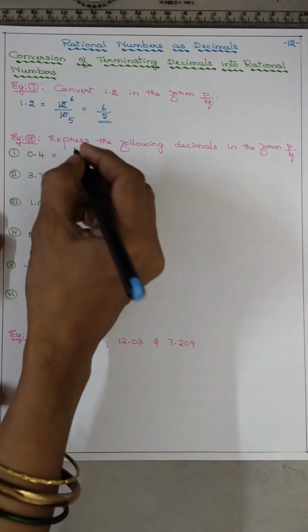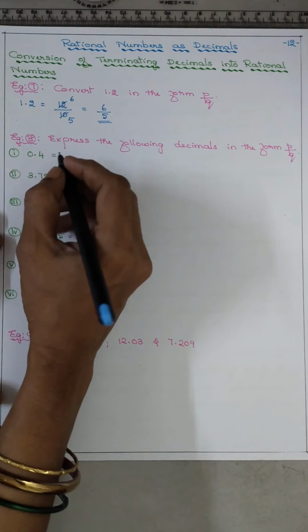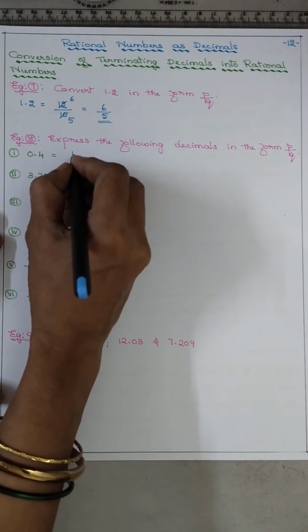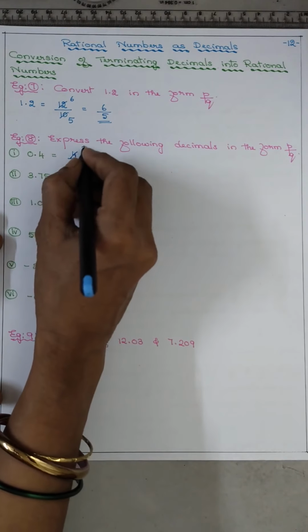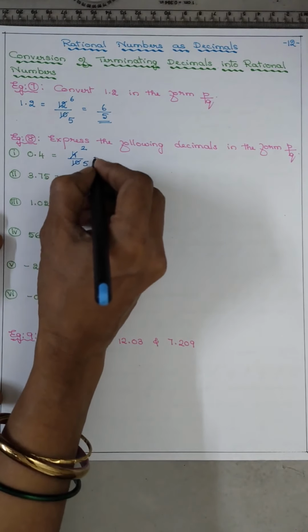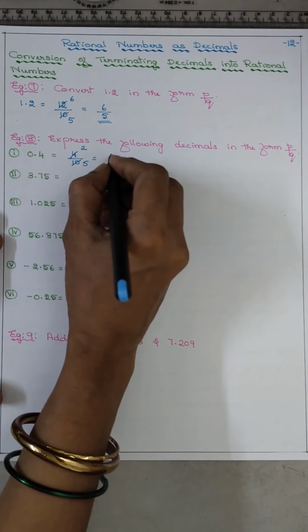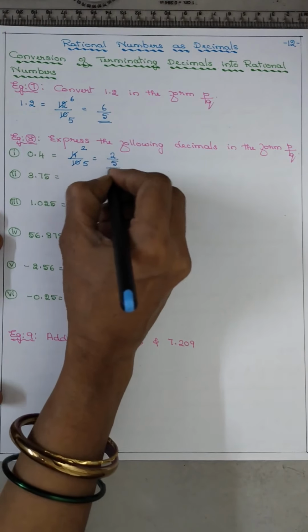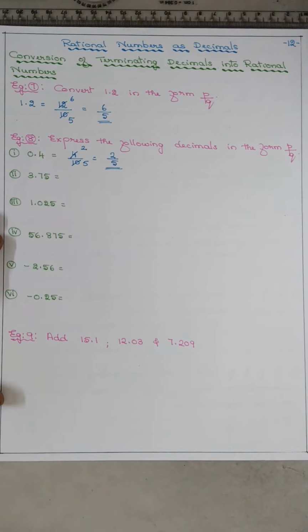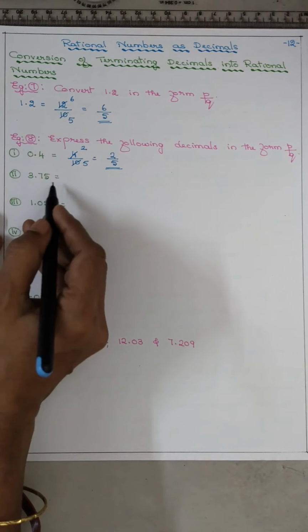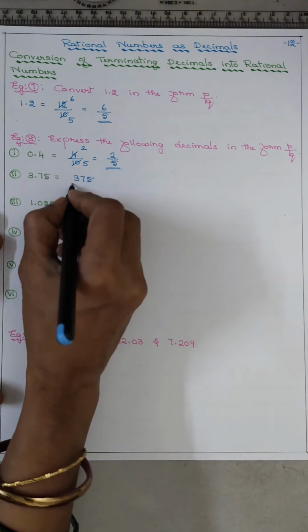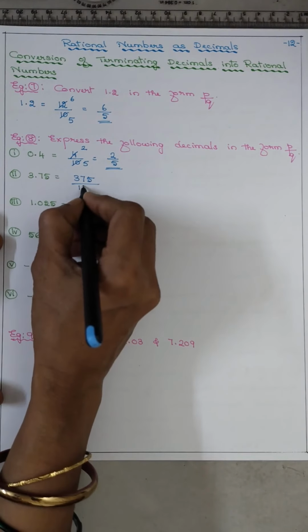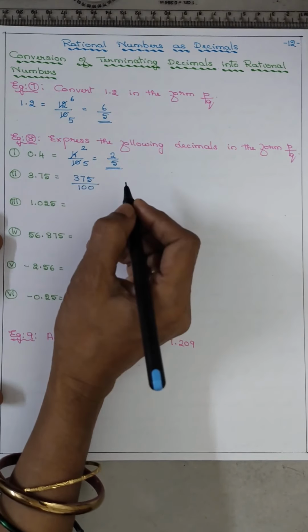So first, 0.4. 0.4 is one decimal, so 4 by 10. It can be simplified. 2 2s are 4, 2 5s are 10. So it will be 2 by 5. Now the second one, 3.75. It is 2 decimals, isn't it? So 375 as it is upon 2 decimals, so divide by 100.